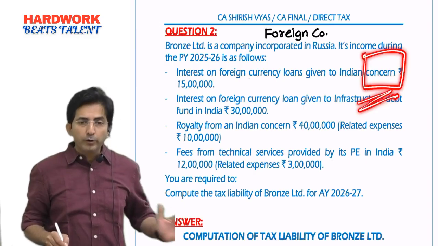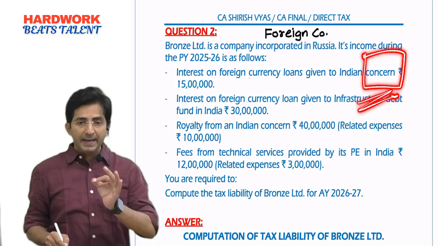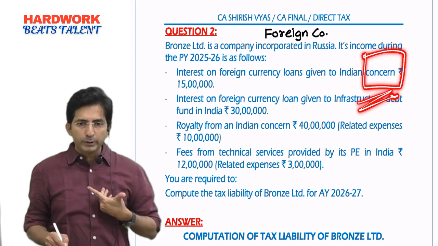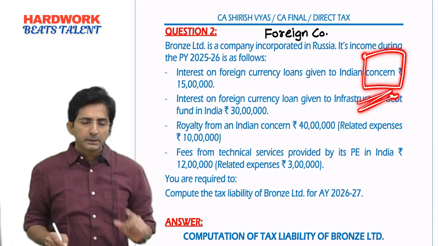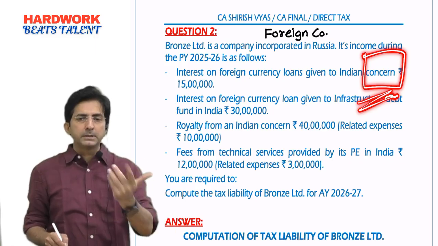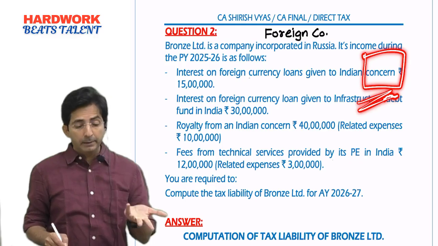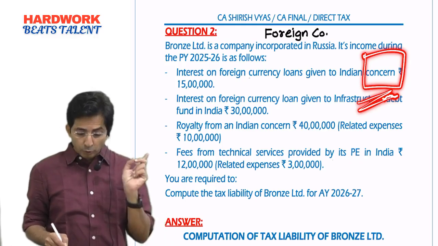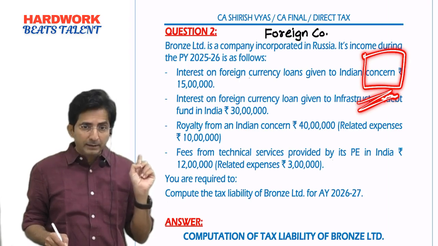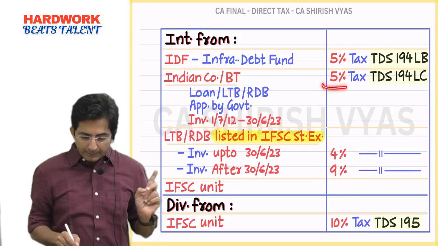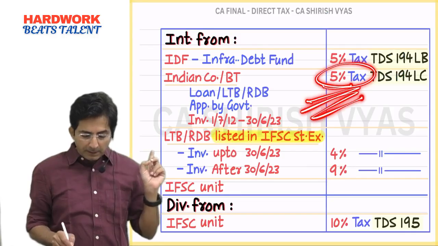Any entity doing business is a concern. Like Shirish Vyas, he is doing coaching class business, so my coaching class is a concern. Concern is a general term. Any entity who carries on a business is called a concern. It can be an individual, partnership firm, company, anything. Do you know the type of the entity? They have just mentioned concern, so you will not take this. This 5% applies when?